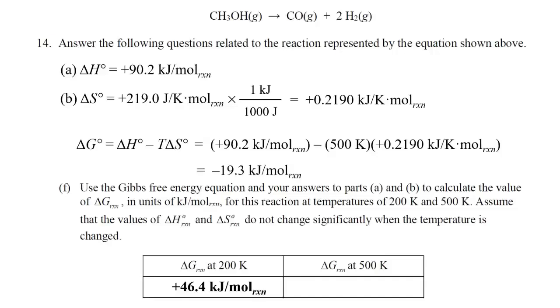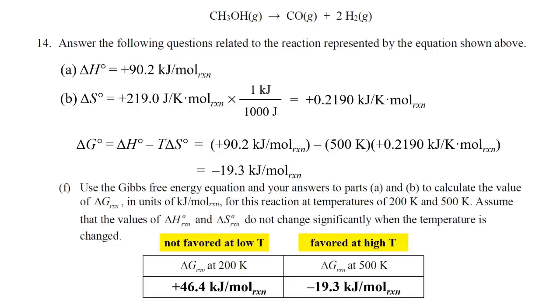Now the value of delta G works out to be negative 19.3 kilojoules per mole of reaction. So our prediction did come true in that it's not favored at low temperatures, but it is favored at high temperatures. So hopefully that makes sense.